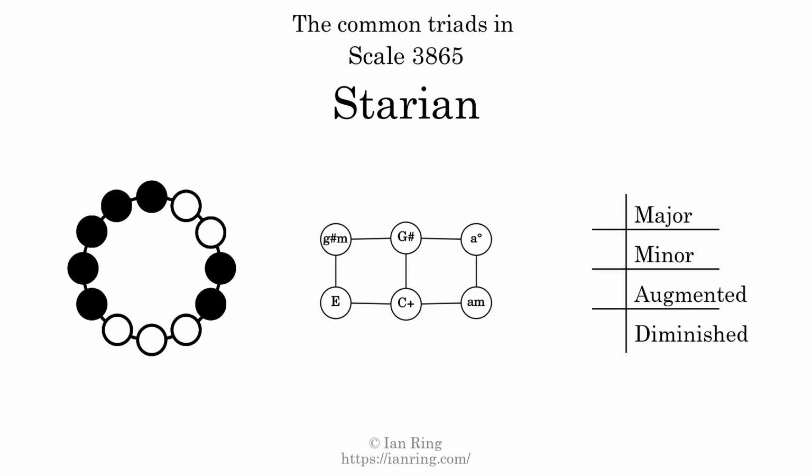The diagram in the center is a graph of parsimonious voice leading between triads. There are 2 major triads. There are 2 minor triads. There is 1 augmented triad. There is 1 diminished triad. Here is a Hamiltonian path of parsimonious voice leading that uses all the triads.